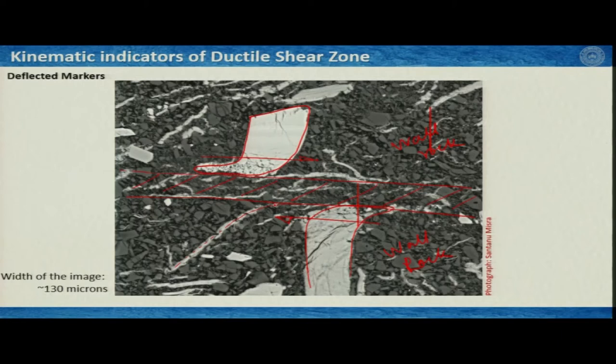So these are a few interesting things that you can use to summarize what the sense of shear is in ductile shear zones using deflected markers. It may appear very easy and it may appear as confusing as this image. So be very careful, look for some other evidence and see what the actual sense of shear is. Not necessarily do you have to conclude from this particular image.